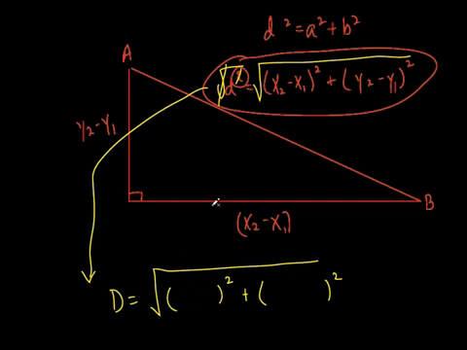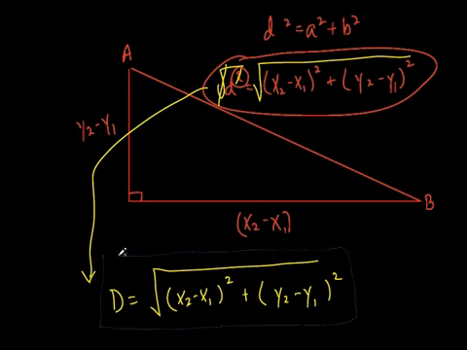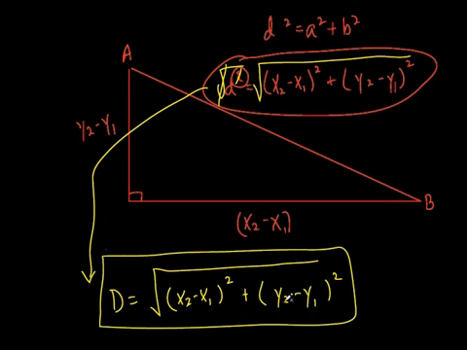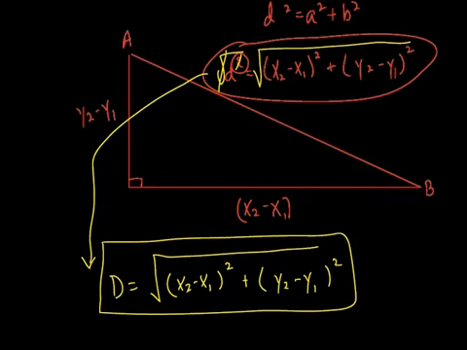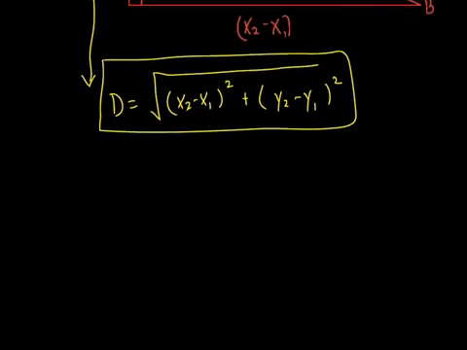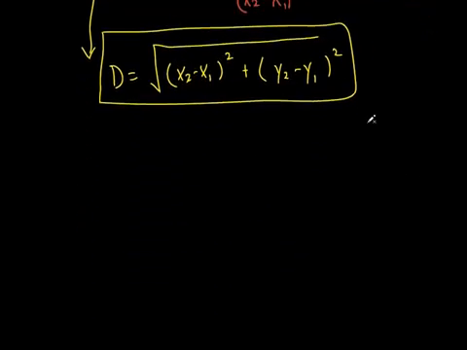This is the length of the horizontal, which was x2 minus x1. This was the length of the vertical, which is y2 minus y1. And look at that. Right there is my formula for the distance between 2 points. And that's really, really going to come in handy to you.